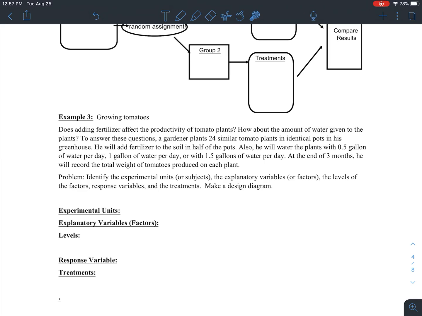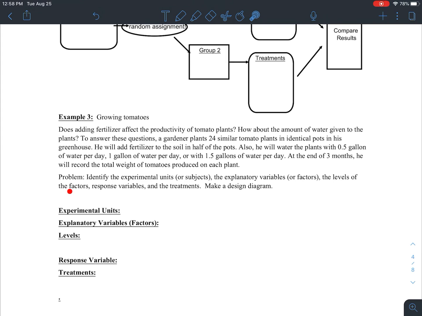It says, does adding fertilizer affect the productivity of tomato plants? How about the amount of water given to the plants? To answer these questions, a gardener plants 24 similar tomato plants in identical pots in his greenhouse. He will add fertilizer to the soil in half of the pots. Also, he will water the plants with ½ gallon of water per day, 1 gallon of water per day, or 1½ gallons of water per day. At the end of 3 months, he will record the total weight of tomatoes produced on each plant.